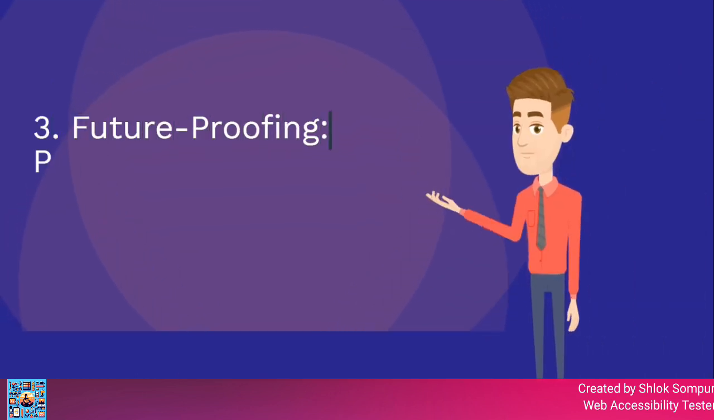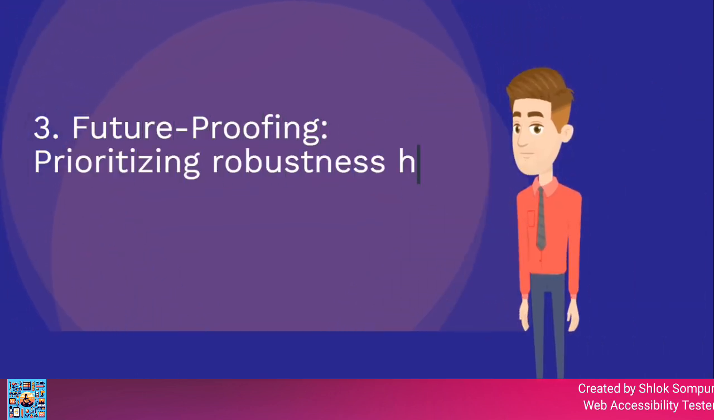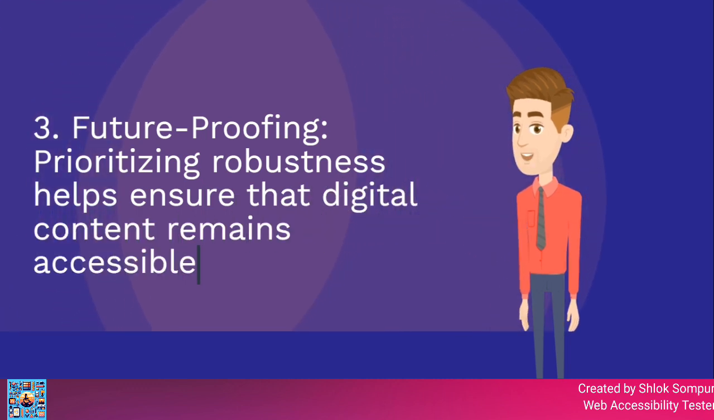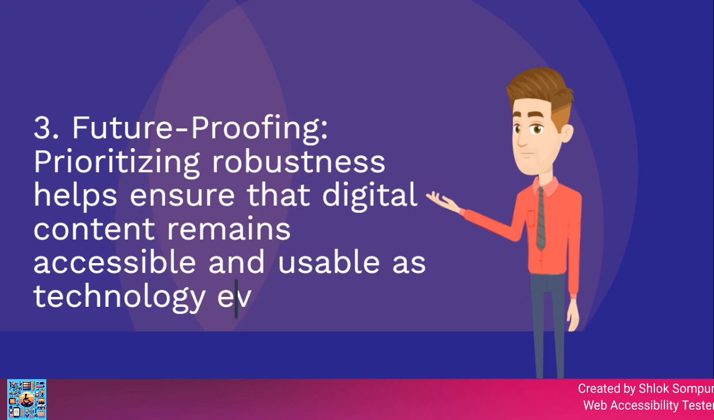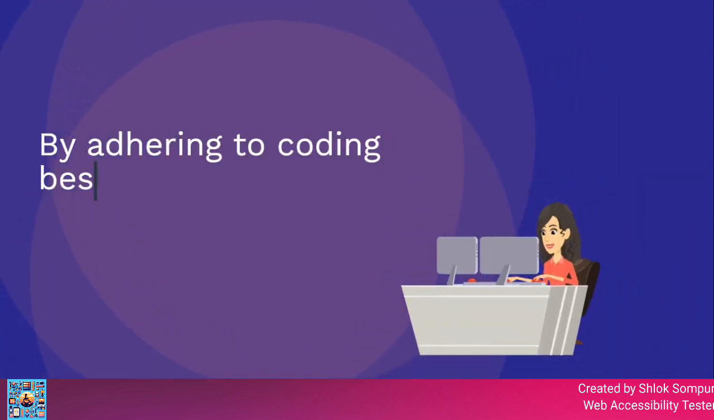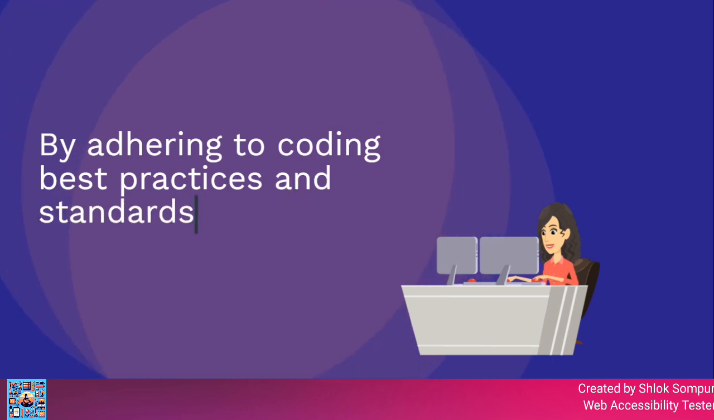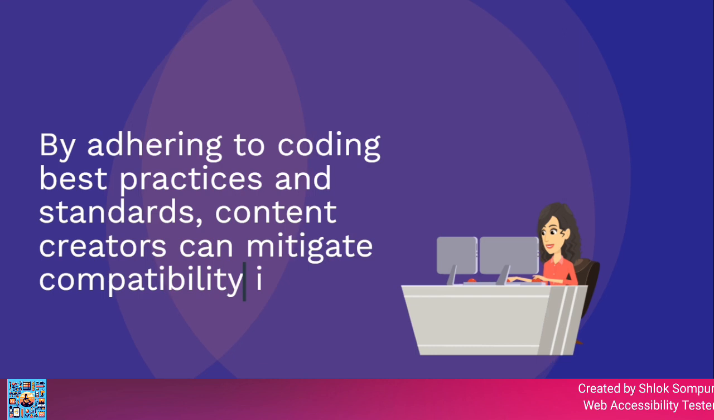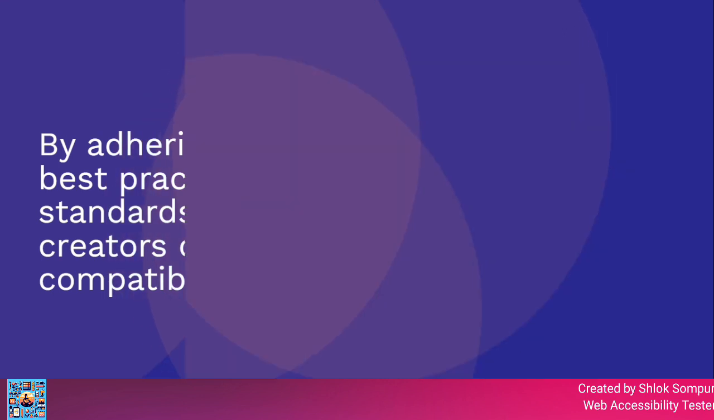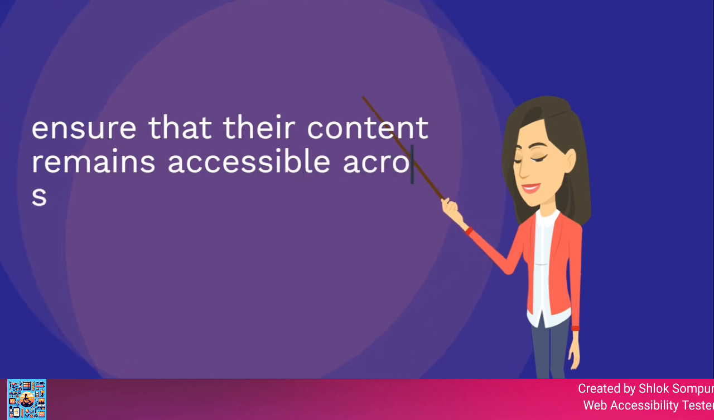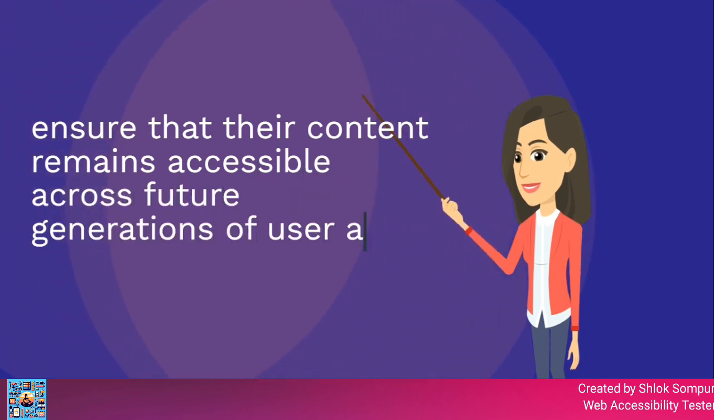3. Future-proofing. Prioritizing robustness helps ensure that digital content remains accessible and usable as technology evolves. By adhering to coding best practices and standards, content creators can mitigate compatibility issues and ensure that their content remains accessible across future generations of user agents and assistive technologies.